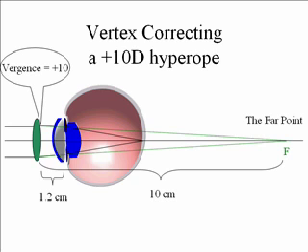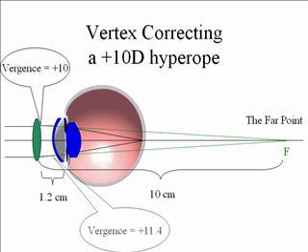I'll let you do the math on your own to figure out 1/10 of a meter minus 0.012 meters and then 1 over that, and the answer is the vergence at the corneal plane must be +11.4. If we were prescribing contact lenses for this patient, we would expect that this patient who needs a +10 spectacle at distance would need a +11.4 contact lens.